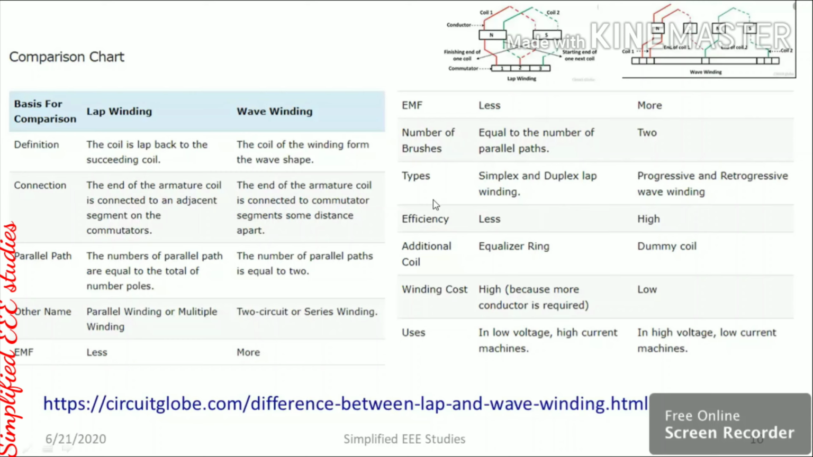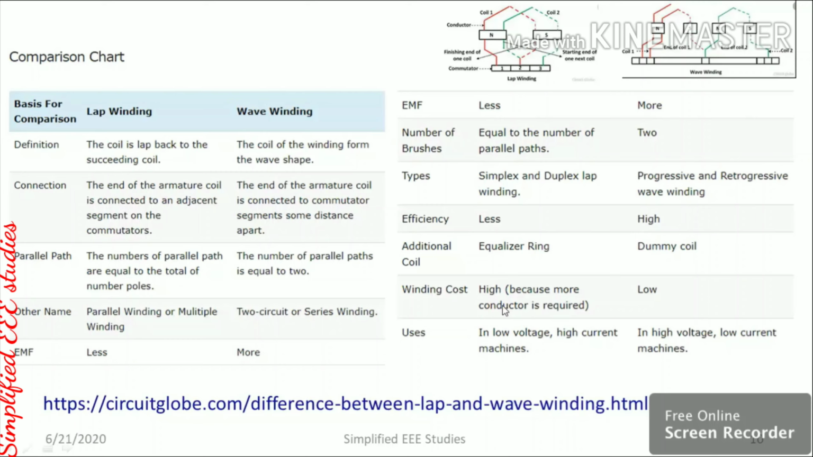Similarly, there are different types of lap windings available: simplex and duplex lap winding. But in case of wave winding, you can say progressive and retrogressive type wave winding. Efficiency is less in case of lap winding, but in case of wave winding, it shows higher efficiency. Then additional coil: you can make equalizer rings in case of lap winding. In case of wave winding, you can add dummy coils.